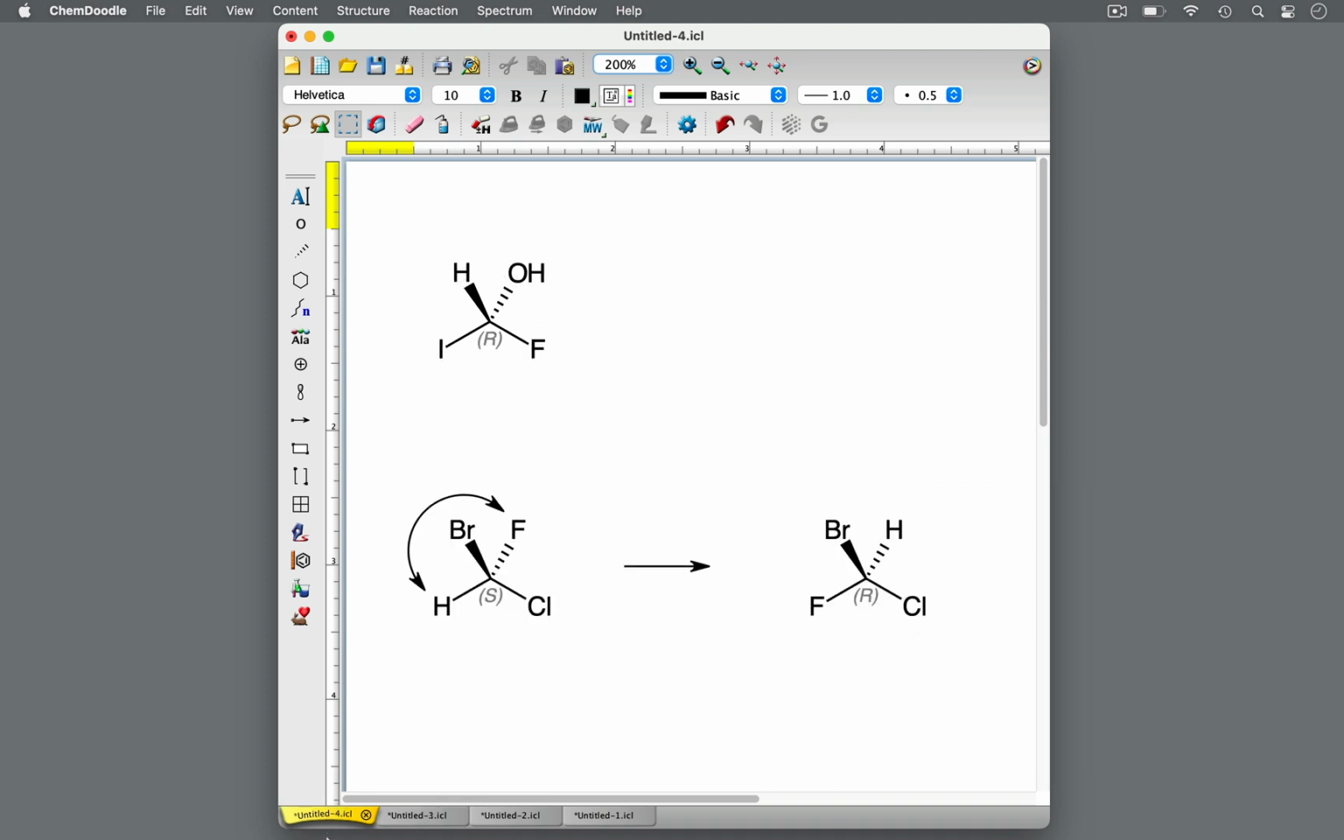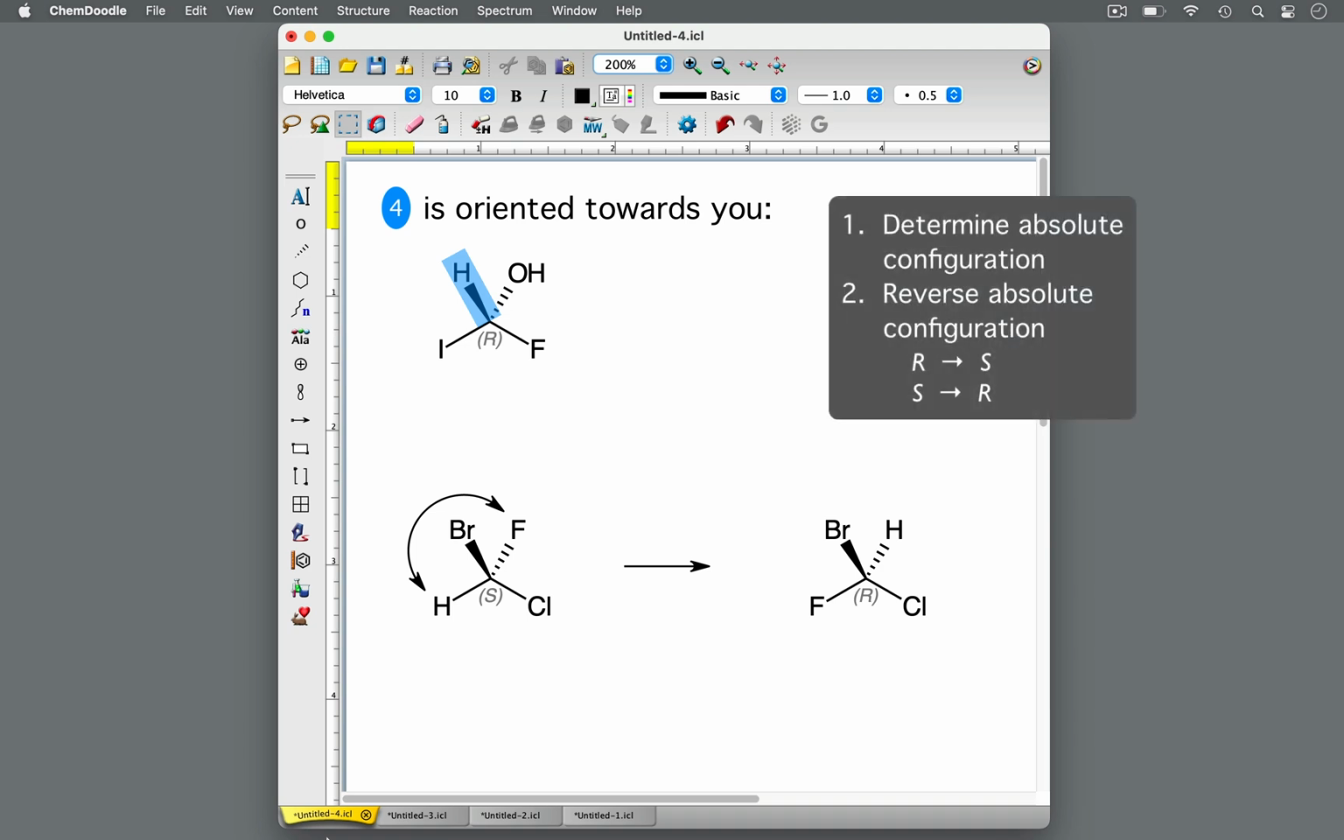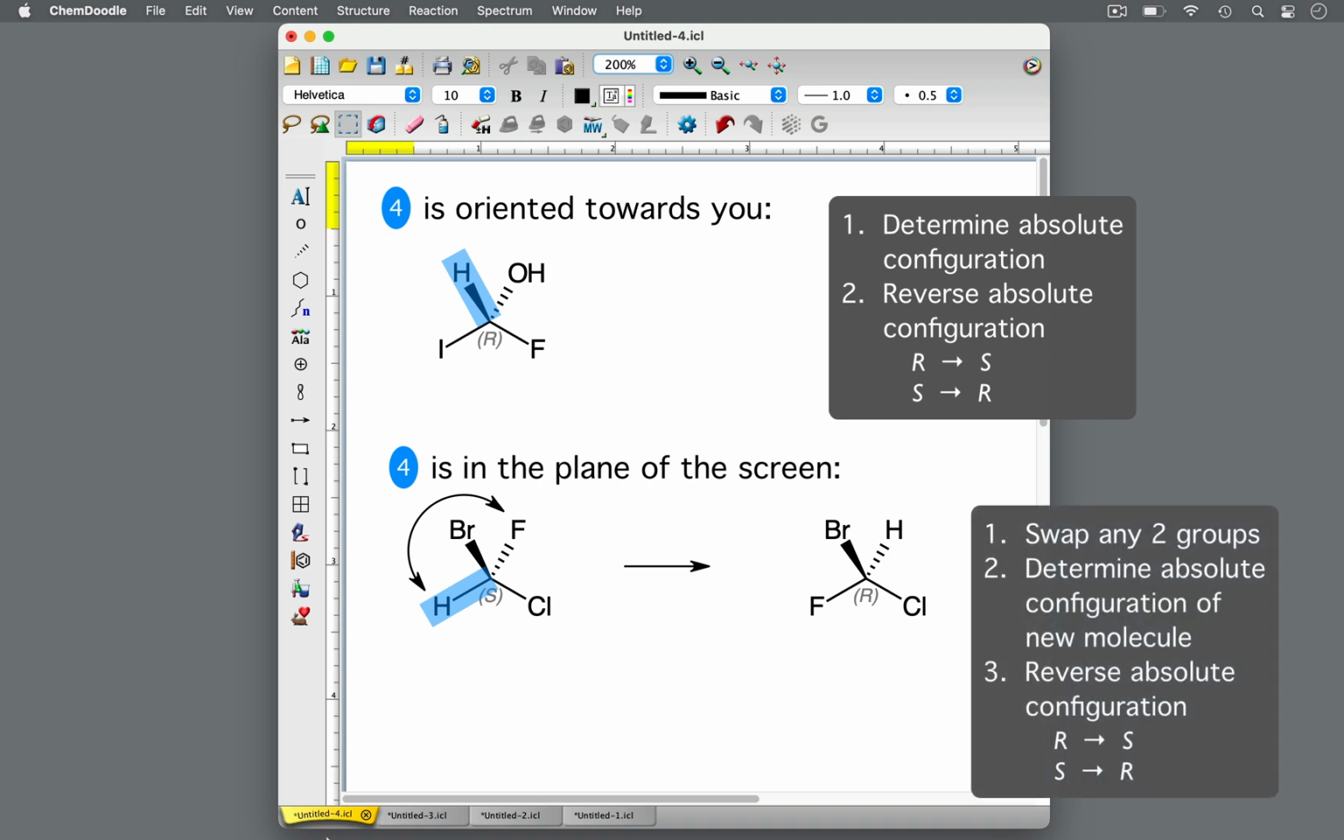There are some convenient tips to determine absolute configuration when the lowest priority group is not positioned away from us into the plane of the screen. When the lowest priority group is pointing out of the plane of the screen, oriented toward us, simply determine the absolute configuration and reverse it. R becomes S, and S becomes R. When the lowest priority group is positioned in the plane of the screen, swap any two groups of the chiral center. Determine the absolute configuration of the new molecule, and then reverse it. R becomes S, and S becomes R.